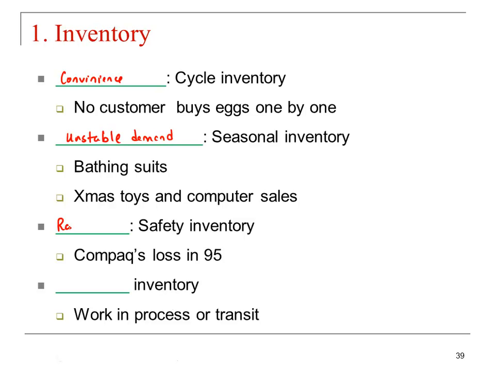Plan for randomness and the uncertainty of your system. So, might be good to have some safety inventory. Remember the example we discussed about Compaq, they lost $500 million for not having the computers available. And have a pipeline inventory, meaning that you have the right number of work-in-process goods in your manufacturing plant.